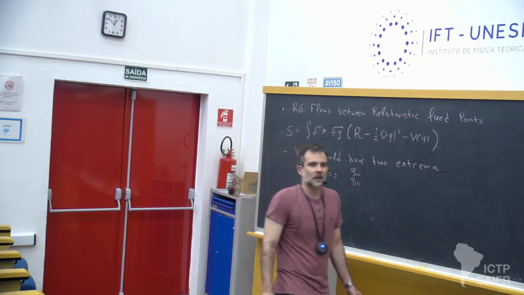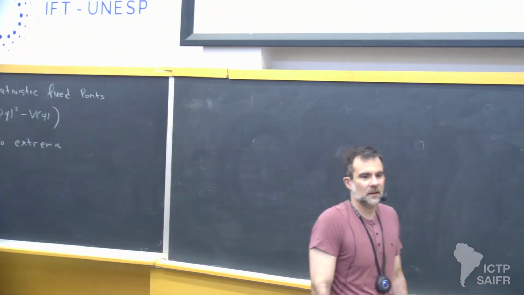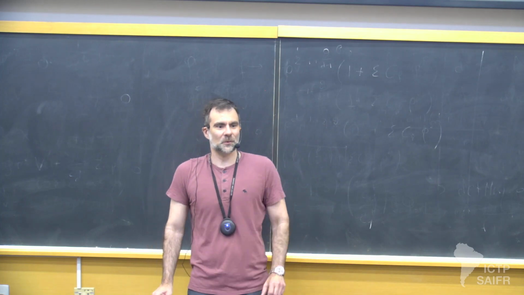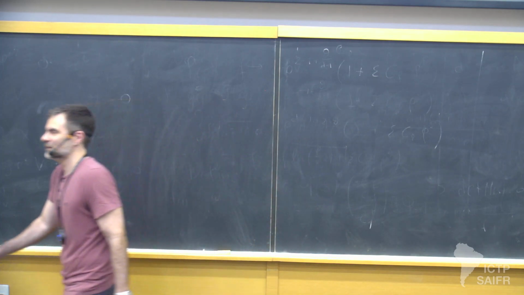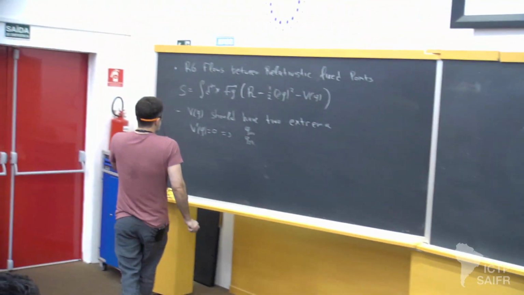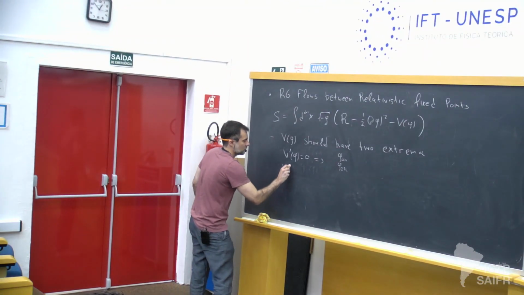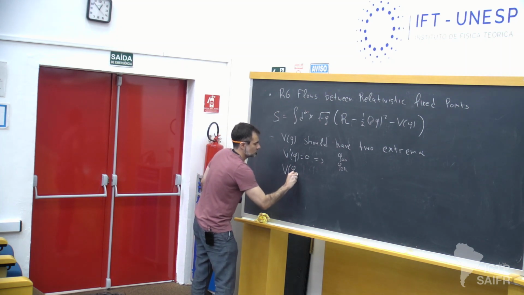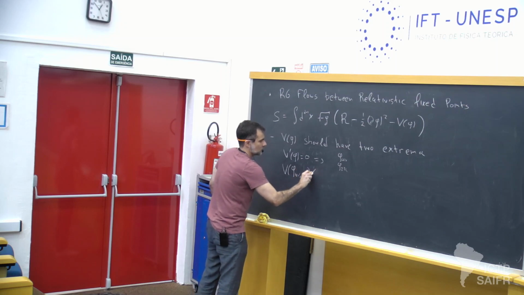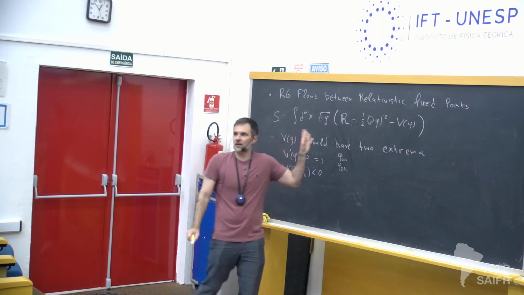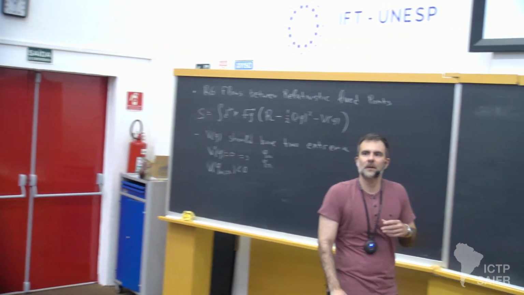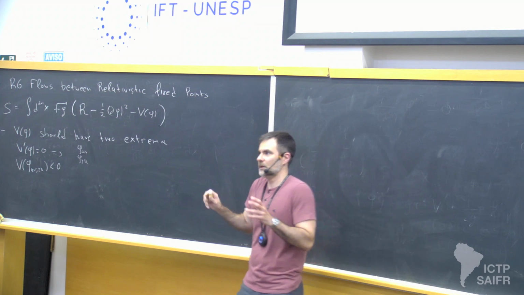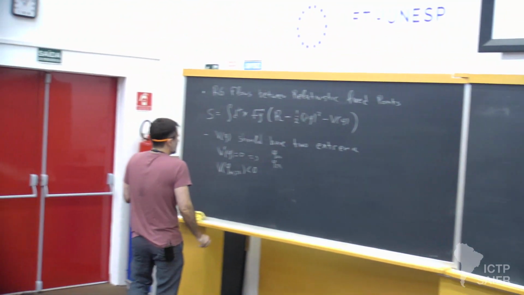Exactly. And now I'm planning to tell you what will distinguish them: what is the UV, what is the IR. And of course, the values of the potential at these two extrema should both be negative so that you will get an AdS fixed point. The values of the potential at the two extrema give you the cosmological constant, which has to be negative.